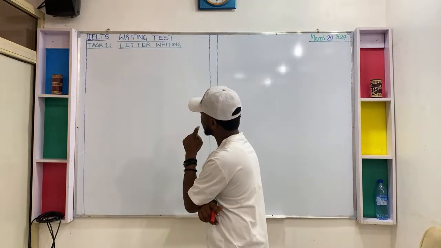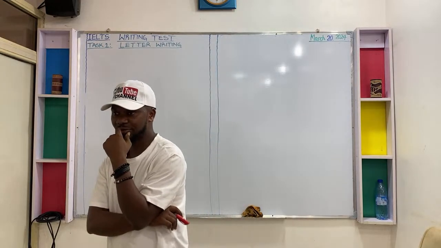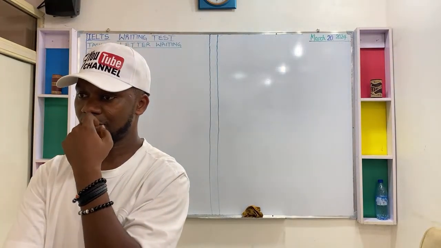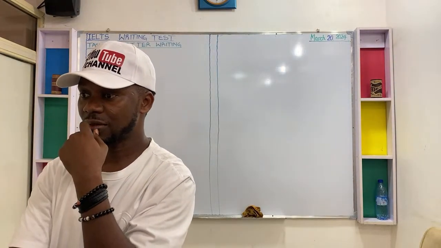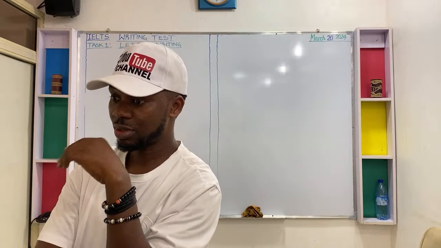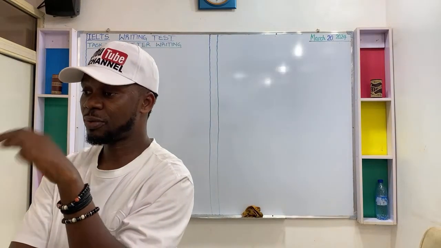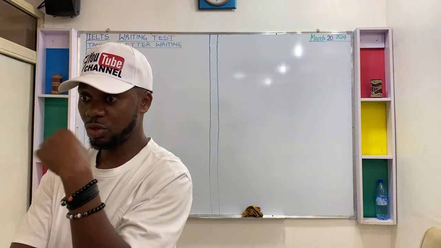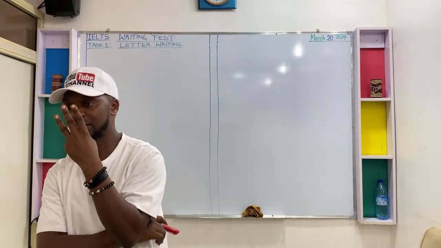Now, for letter writing, how many types of letters do we have? 3? What are they? It's supposed to be 3, but 2. Formal and informal. There used to be 6 formal. So there are 3 types of letters.